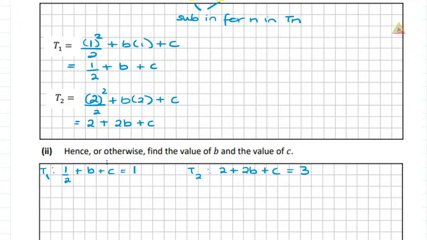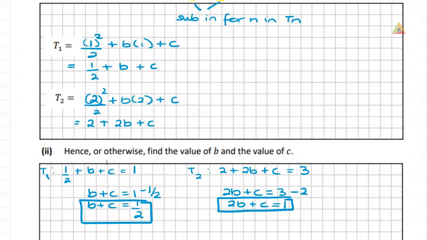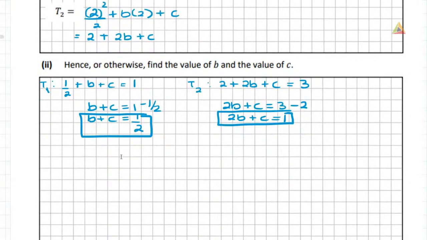So these look a little bit strange now because we normally get the letters on one side and the numbers on the other when we're doing a simultaneous equation. So I'm going to subtract a half from both sides. So I get b plus c is equal to a half. And I'm going to subtract 2 from both sides to get 2b plus c is equal to 3 minus 2. So 2b plus c is equal to 1. So now I have two equations in b and c, and we're going to solve these using simultaneous equations to find the value of b and the value of c.